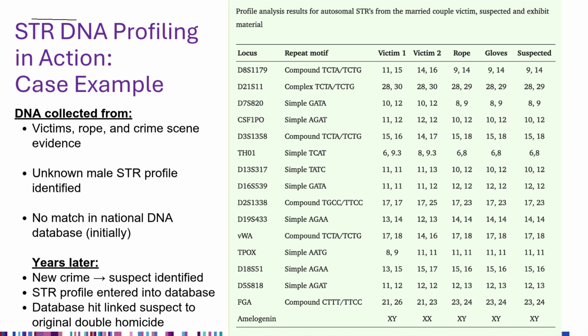Several years later, during the investigation of an unrelated crime, a suspect was identified and his DNA profile was entered into the database. At that point, a match was found between his STR profile and the DNA recovered from this earlier double homicide. This ultimately allowed investigators to link that suspect to the original crime. So in this case, STR profiling was effective, but only after the suspect's DNA was entered into the database, which highlights one of the key limitations of this approach.